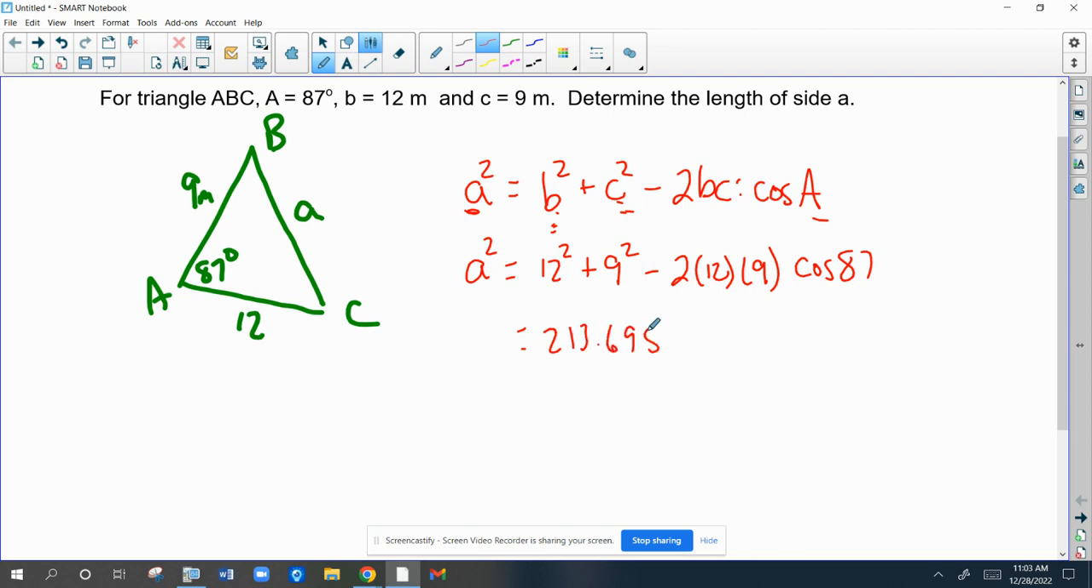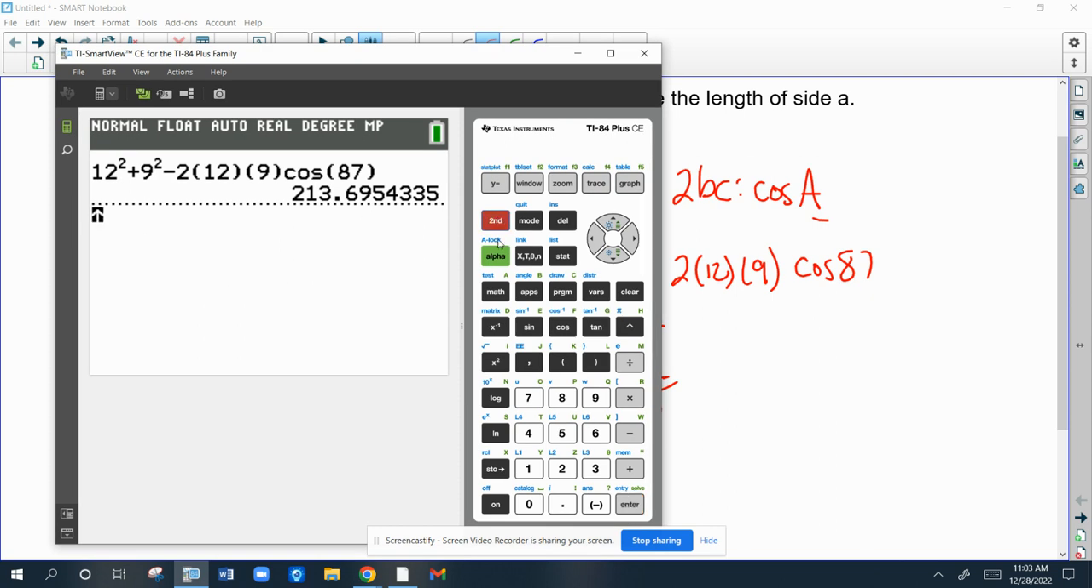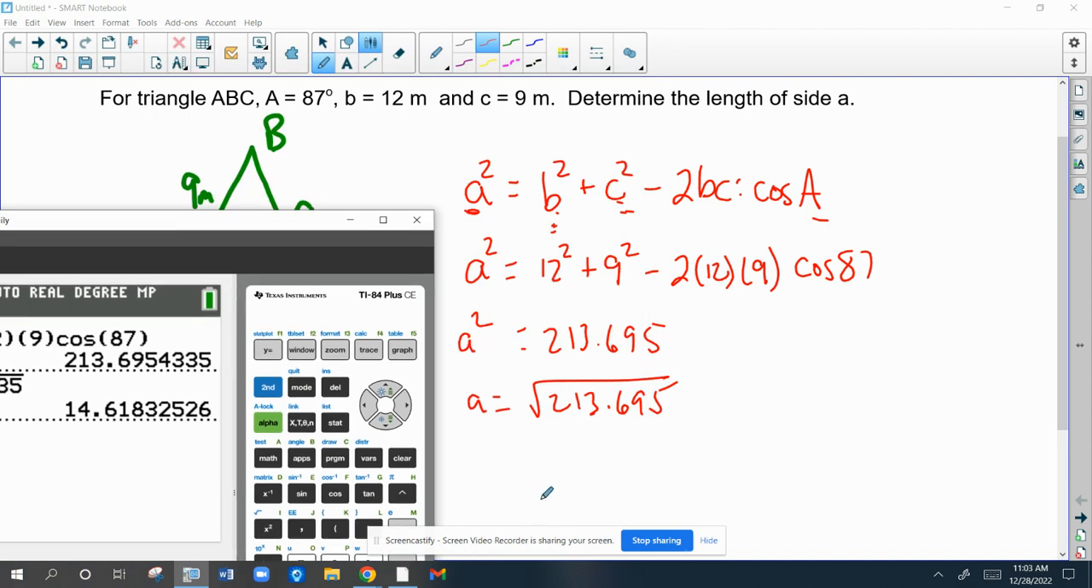Which seems kind of large, and that's because it is, because we still have a squared. So to solve for a, we have to square root this. I'm not really concerned with the number of decimal places I use because on my calculator, I'm just going to square root my answer, and I'll use all those decimal places. So there you go. It's 14.618, or let's call it 14.62.